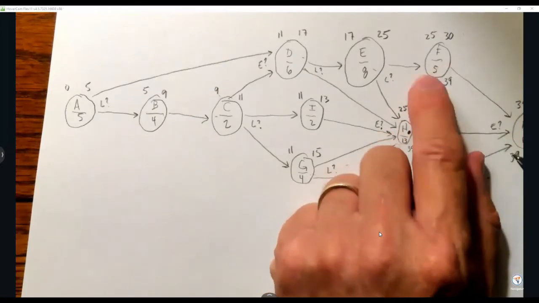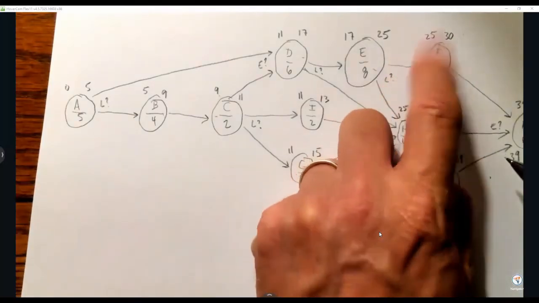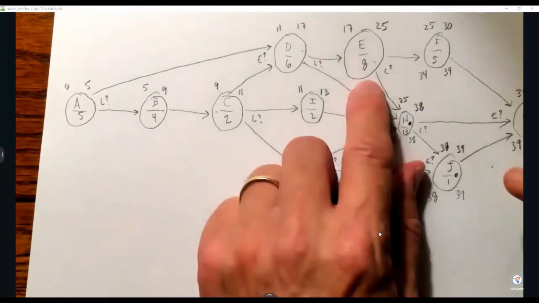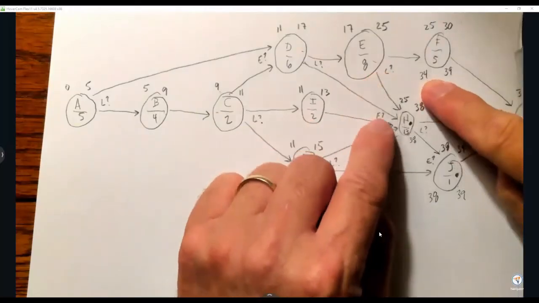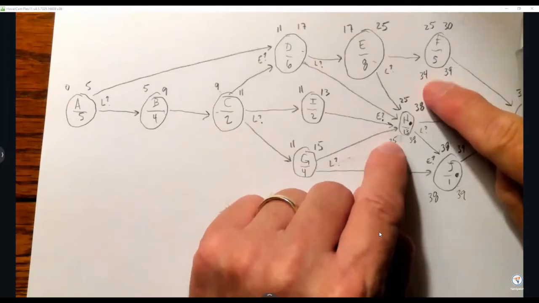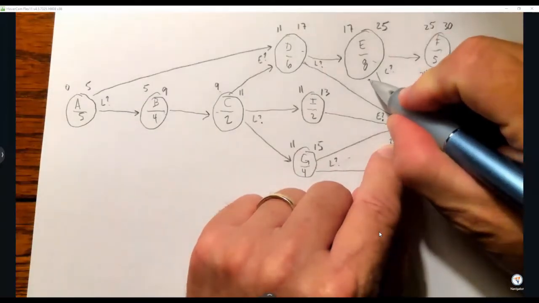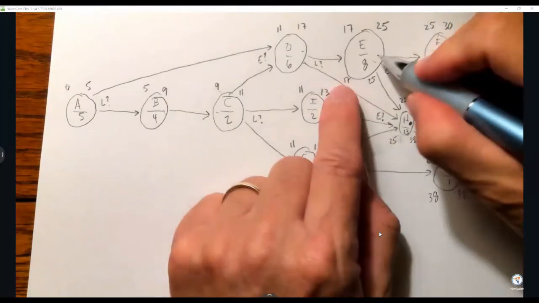We know that that's not on the critical path because these numbers are not the same. All right, so I'm jumping over to this one. I need to decide between 34 and 25. I choose the smaller number, so I'm going to go with the 25. So I do 25 minus 8 is 17. On the critical path.